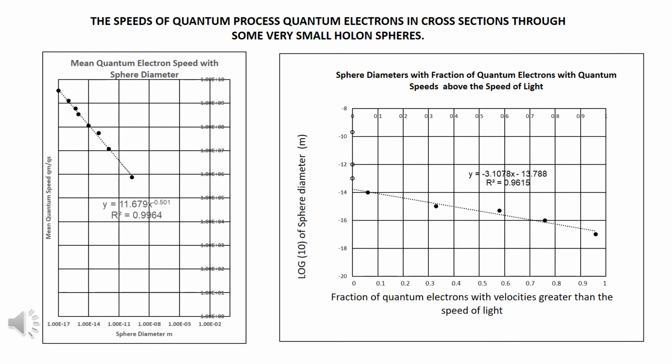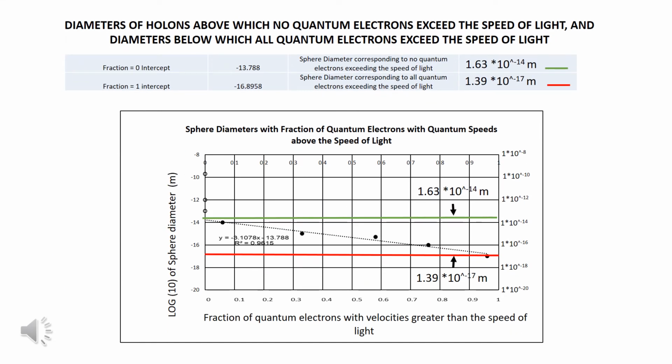Well, if we draw a best straight line through the data that relates to the smallest 5 holons, this gives us the equation on the right-hand graph. From this, we can calculate the holon diameter where all the quantum electrons exceed the speed of light, and the diameter where no quantum electrons exceed the speed of light. This is the same diagram, showing the calculated limit in red and green. The holon diameters are shown on the right in meters.